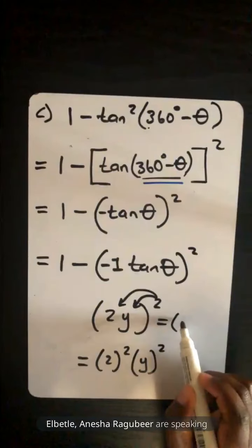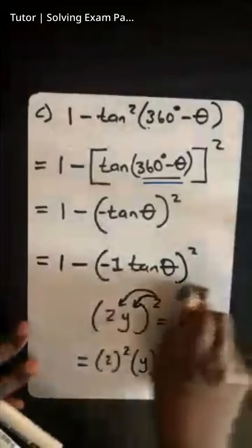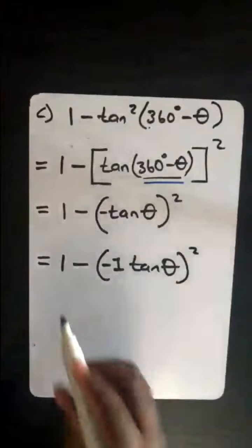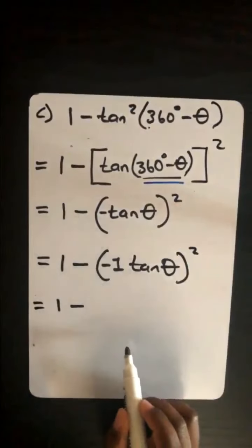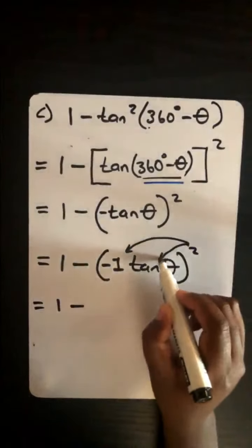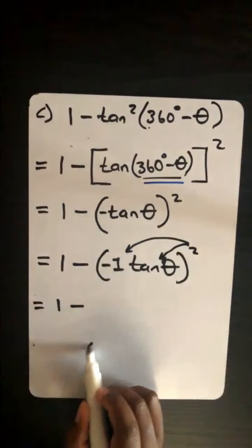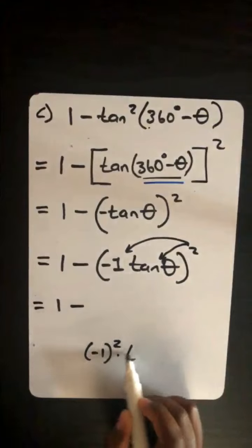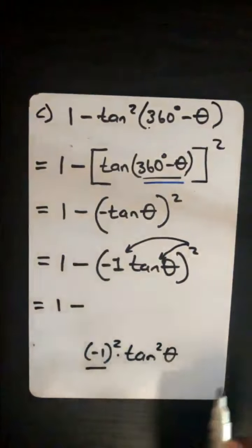From that rule. So if you agree with me on that one, it means on our next step, this is the same as 1 minus. This is going to square that, and this is still going to square that. So what is -1 squared? This is going to multiply tan squared theta. So what is this thing, guys?